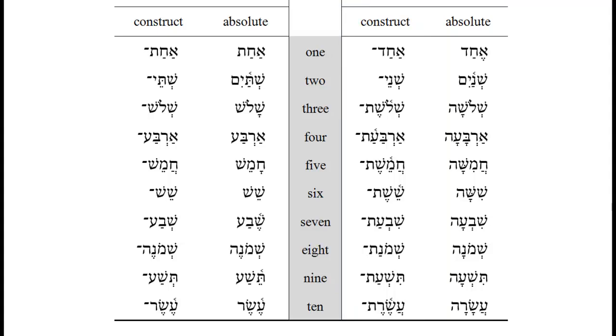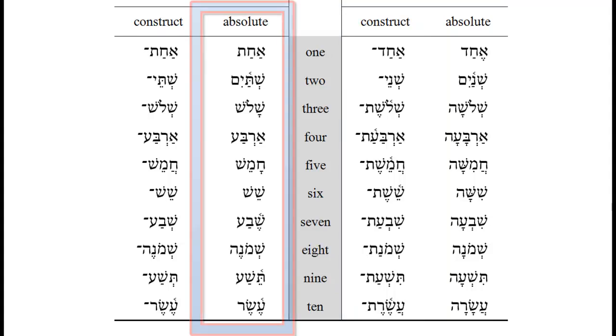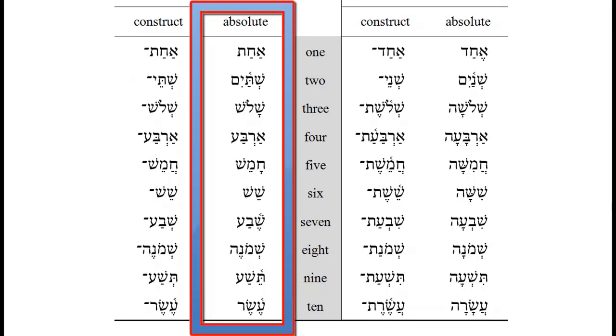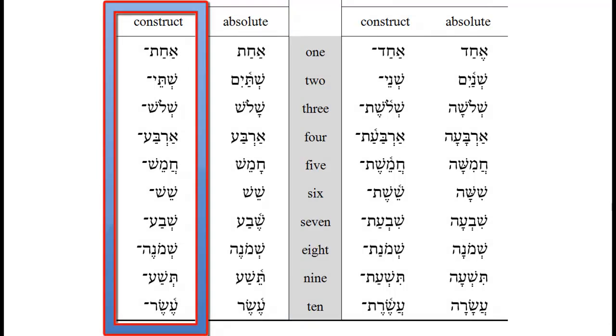Those were masculine. And now if modifying a feminine noun, first absolute, achat, shtaim, shalosh, arba, chamesh, shesh, sheva, shmone, tesha, eser. If in construct, achat, shtei, shlosh, arba, chamesh, shesh, sheva, shmone, tesha, eser.